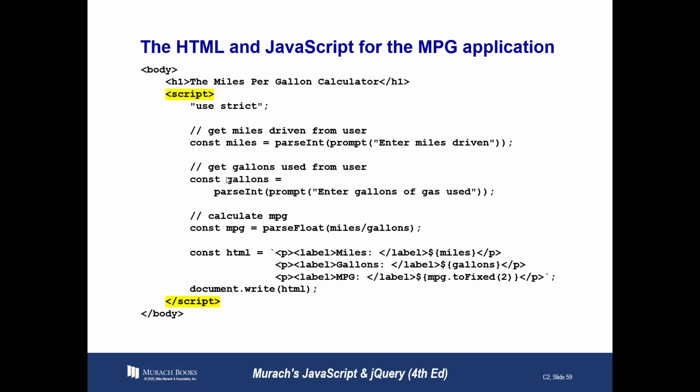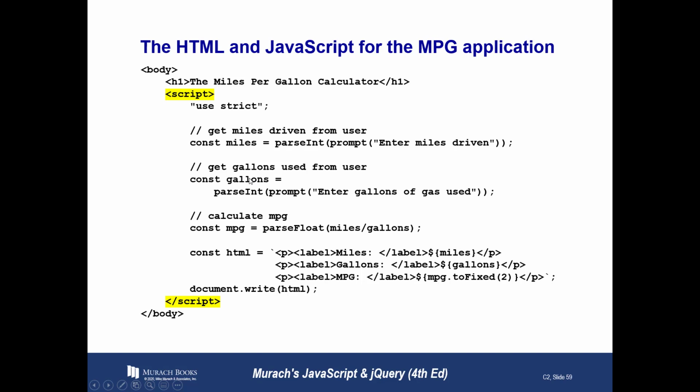If for either miles or gallons, if either one of those you do not put in a number, so again, if you leave it blank or you put in letters or a special character, it's going to return NaN, not a number. Capital N, lowercase a, capital N, not a number. But assuming that you do put in a number here, it'll put it in miles. Assuming you put in a number here, it'll put in gallons.